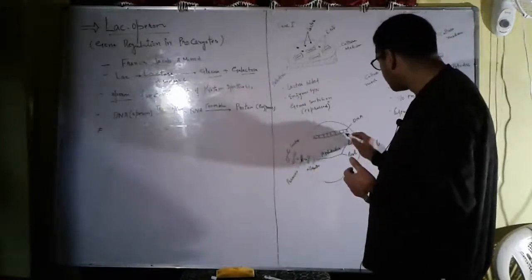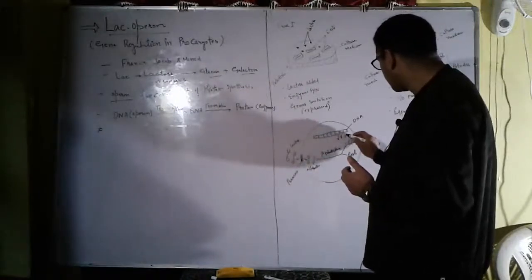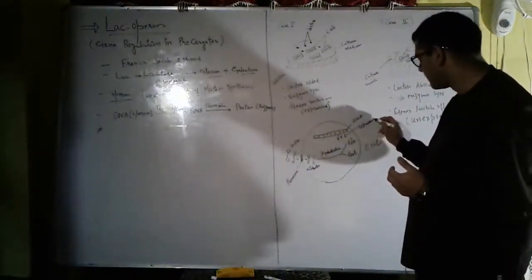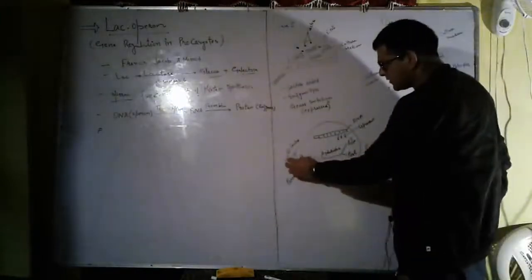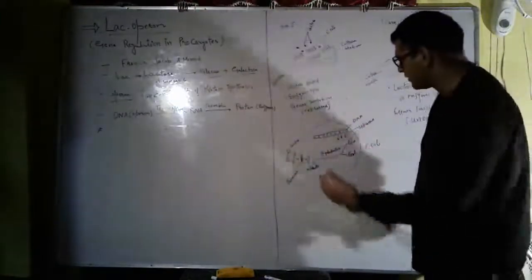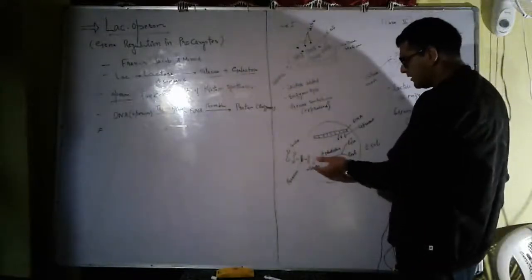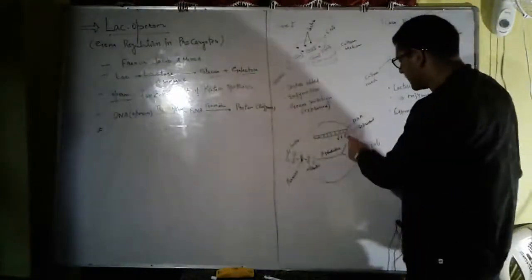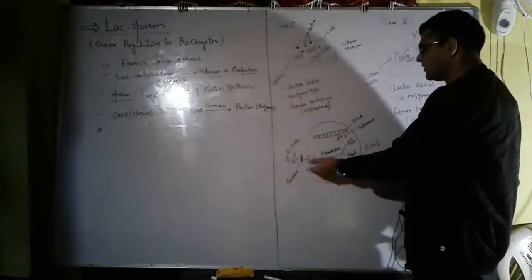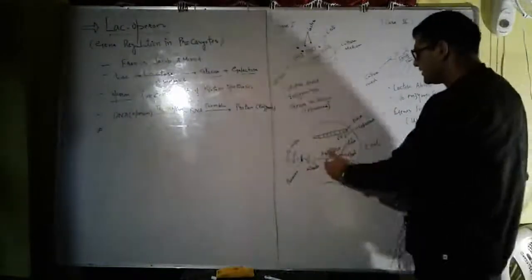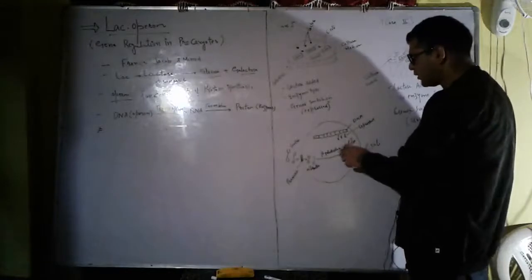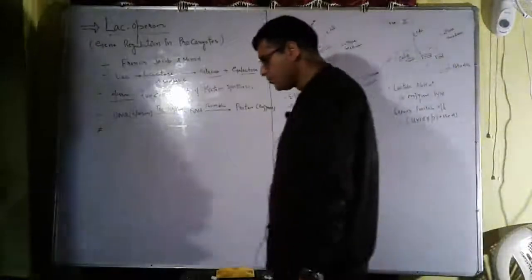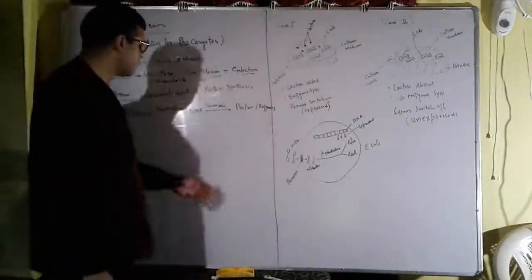So this arrow indicates that genes are expressed. It means that when the lactose is added externally, this lactose triggers the expression of these genes. The genes are expressed, and the lactose, which gets transformed into allolactose, then gets broken down by the beta-galactosidase into glucose and galactose. Now we'll explain it at the molecular level.